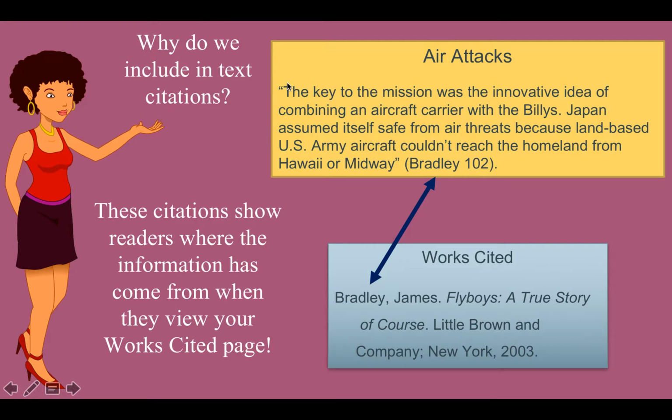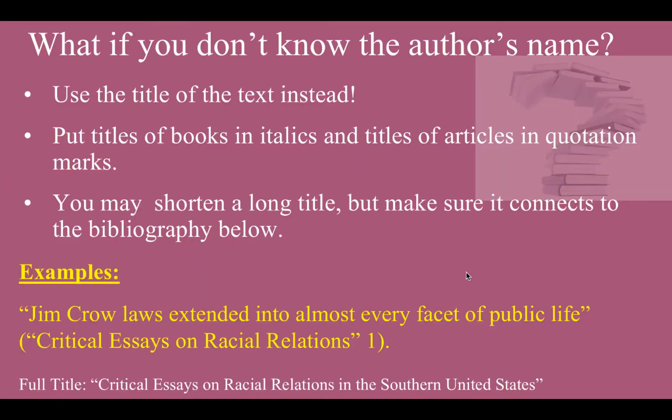Why do we include in-text citations? An in-text citation is literally a reference to the works cited page, which means the works that I cited in my essay. So Bradley 102 means that James Bradley wrote on page 102 this quote. And if I wanted to go into the actual source and see it, I could, because it's got to tell me this is where it came from. So that's why we do it, or part of the reason.